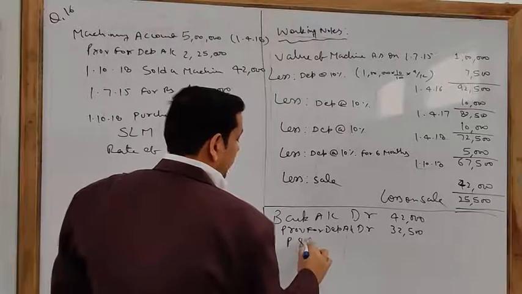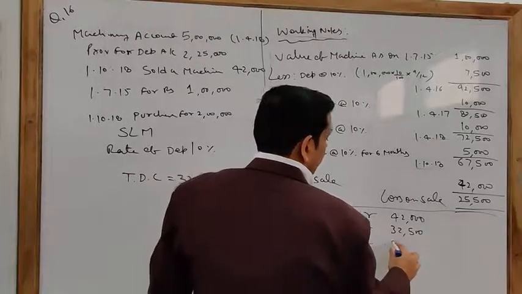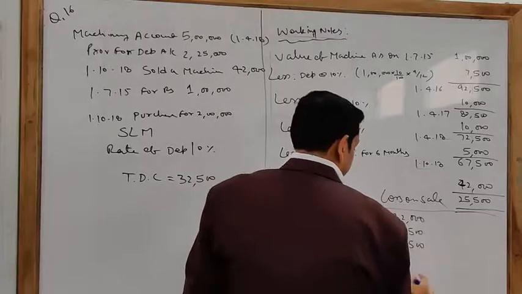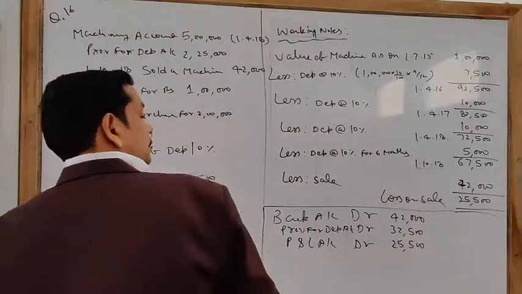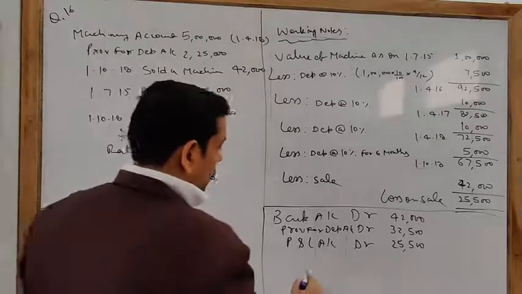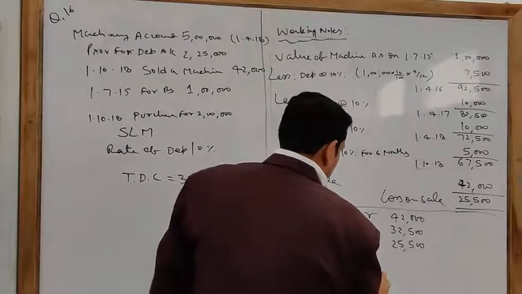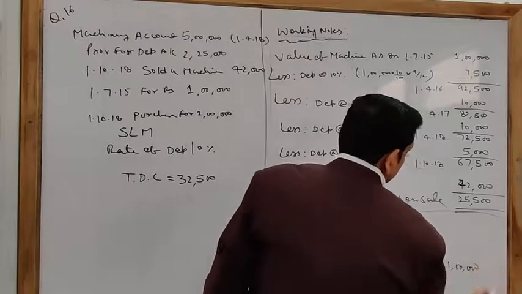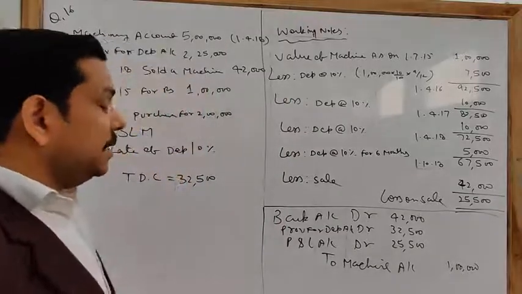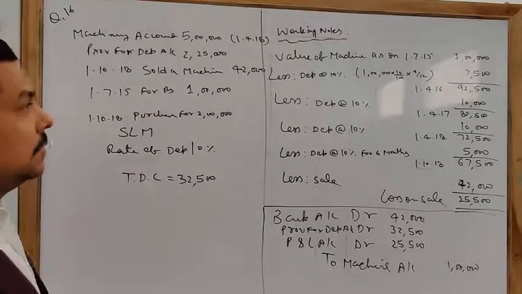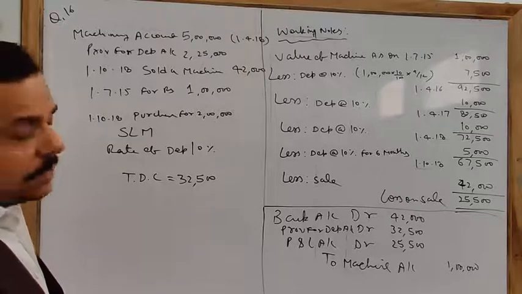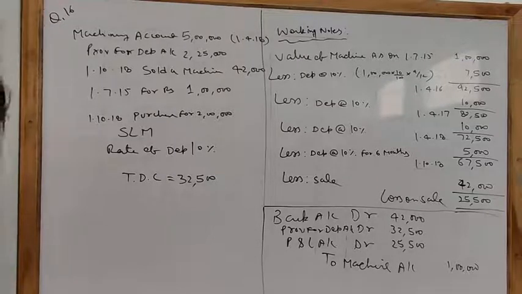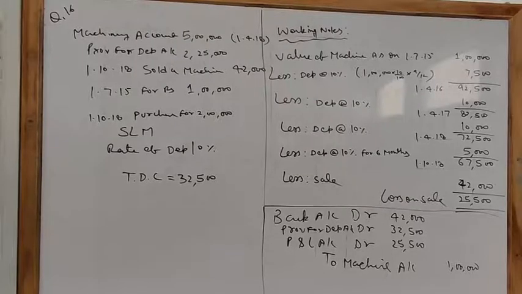Profit and loss account debit 25,500. Clear? To machine account 1 lakh. So write down the narration: being the machinery sold. Clear? So in this way you have to make the working notes. Clear? Now we are going to prepare the ledger, same machinery account and provision for depreciation account. So you can also draw machinery account and provision for depreciation account ledger in your register.